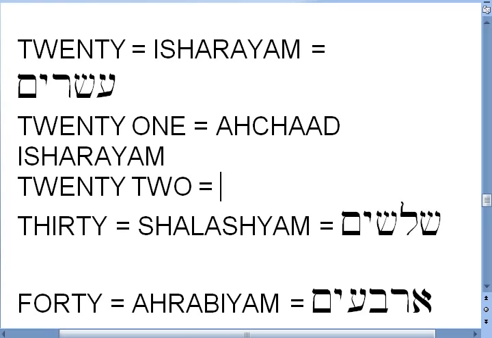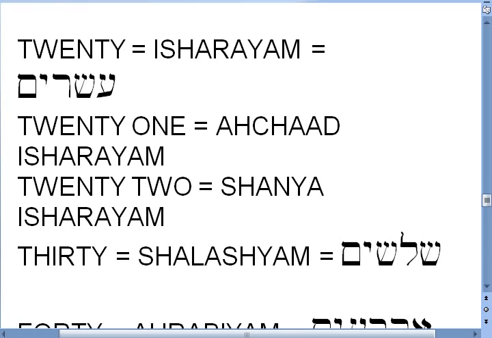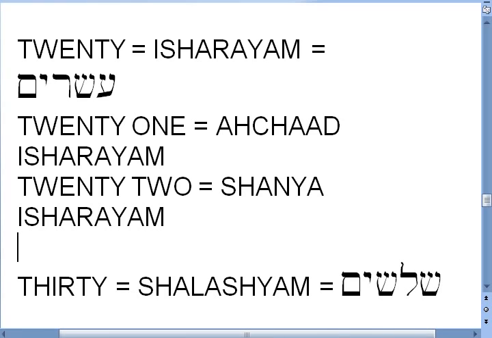Now 22 would be Shanya Aisharayum. Okay? Because all you're doing is adding the number 1 and then the 20, which makes 21. The number 2, 22, Shanya Aisharayum. Now you can keep going until you get to 30, and that way you can get practice on this.